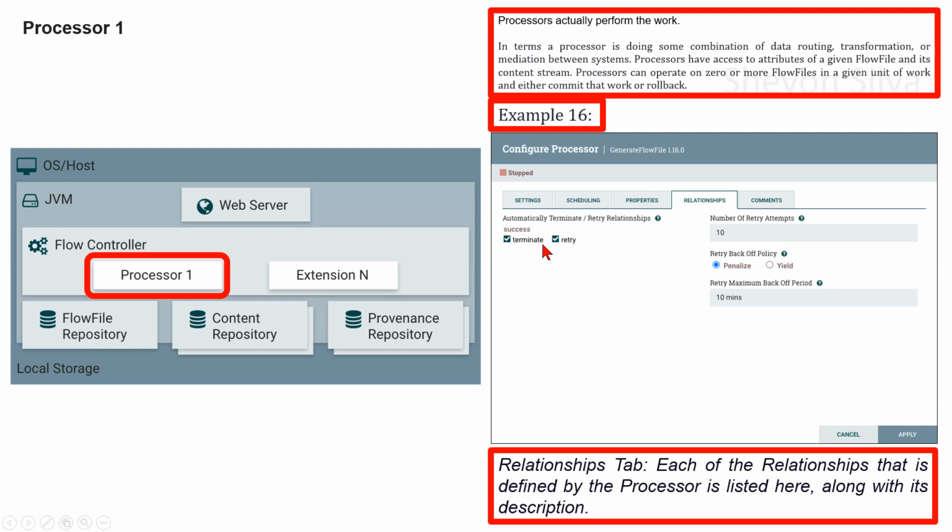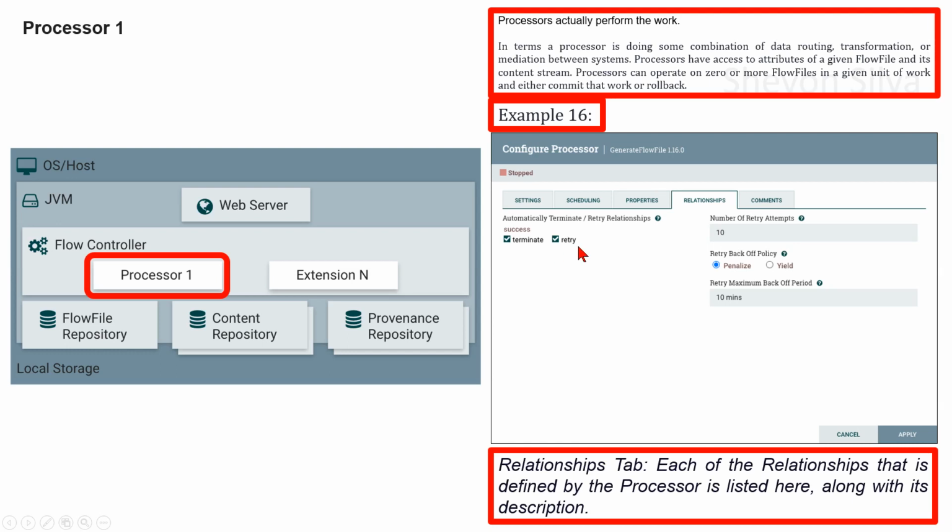Any relationship that is already connected to a downstream component cannot be auto-terminated. The relationship must first be removed from any connection that uses it. Additionally, for any relationship that is selected to be auto-terminated, the auto-termination status will be cleared, turned off, if the relationship is added to a connection.